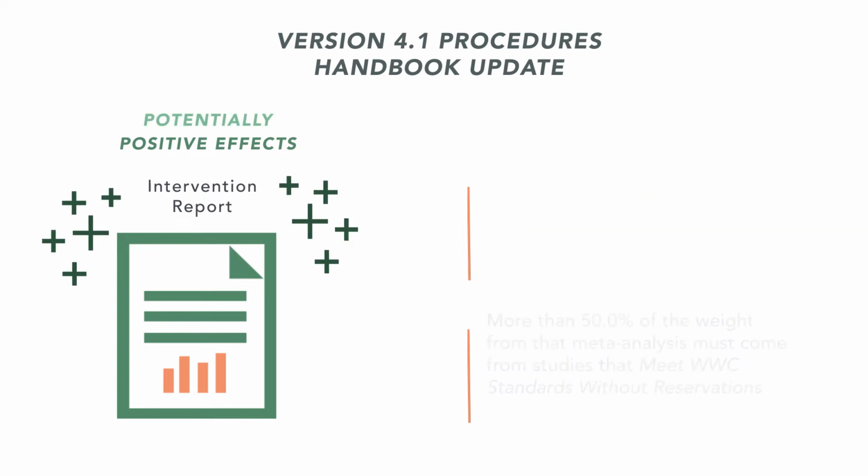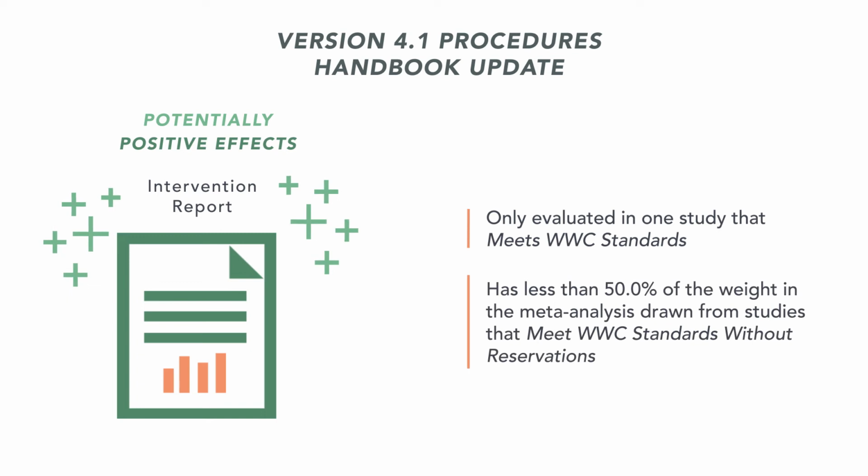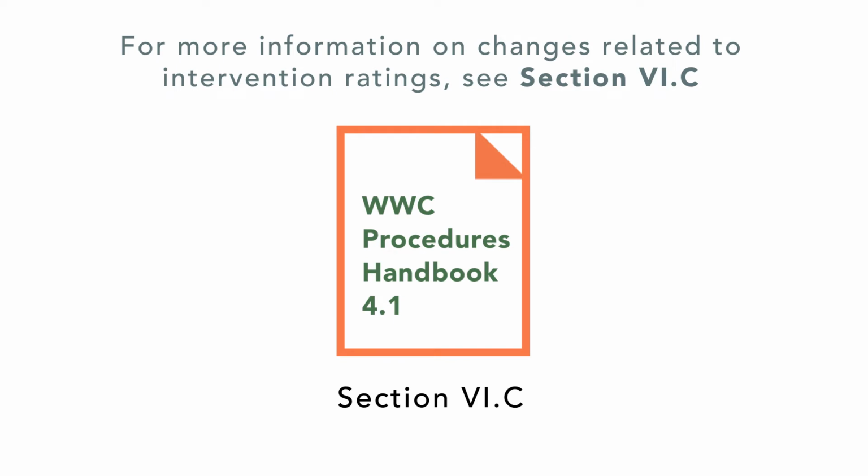If an intervention has a positive mean effect size in the meta-analysis, but either is only evaluated in one study that meets standards or has less than half of the weight in the meta-analysis drawn from studies that meet WWC standards without reservations, that intervention will be classified as having potentially positive effects instead. For more information on these changes, see Section 6C of the version 4.1 Procedures Handbook.